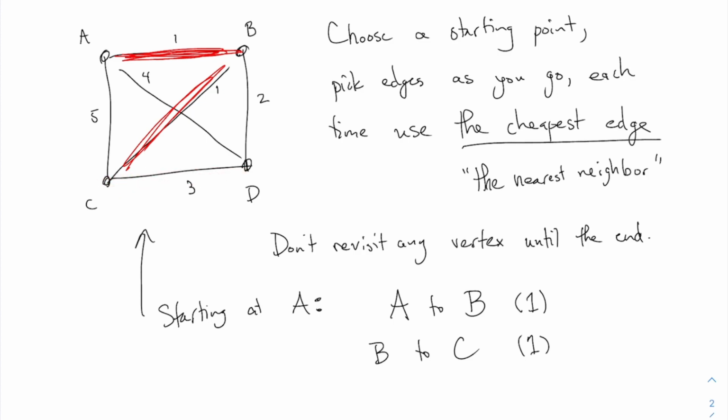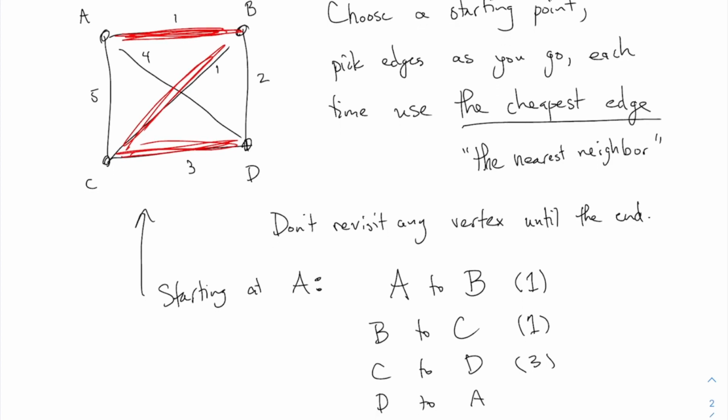So that's C to D, which is 3. All right. And then from D, you have to just go back to A. My 2 choices are the 2 here or the 4. But if I did the 2, that would make a subcircuit, which is not allowed. So you've got to go back across D to A, which is 4. All right, and that's my answer. This is what you get doing the nearest neighbor starting at A.